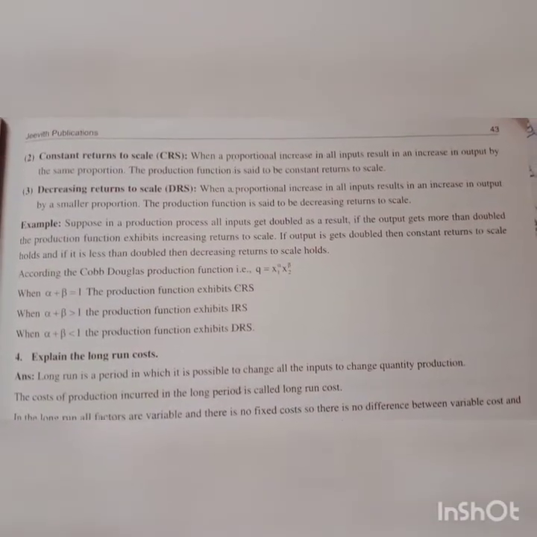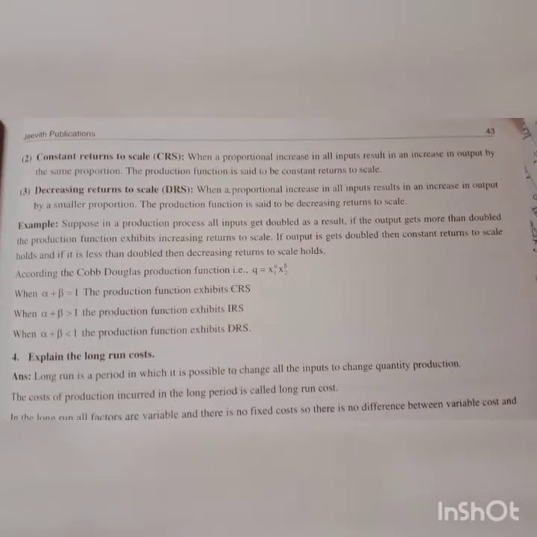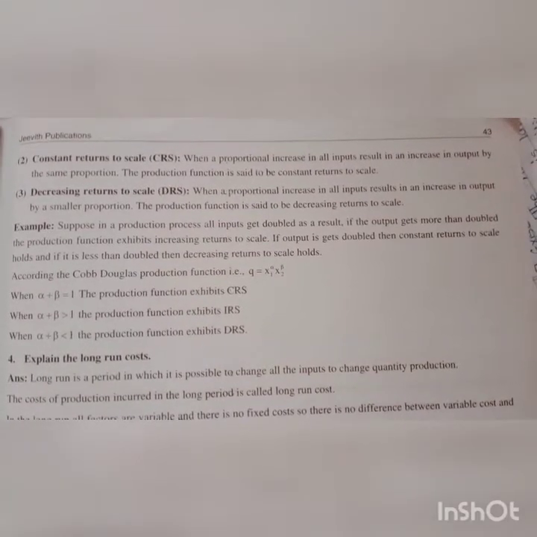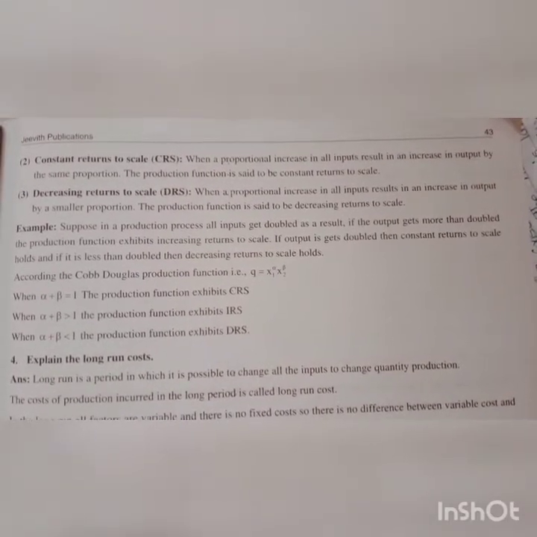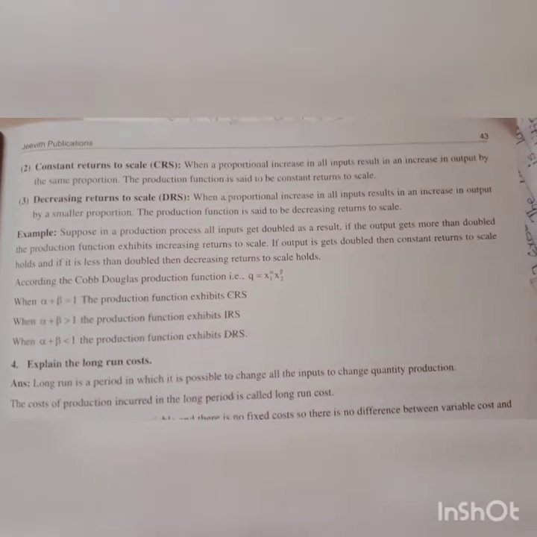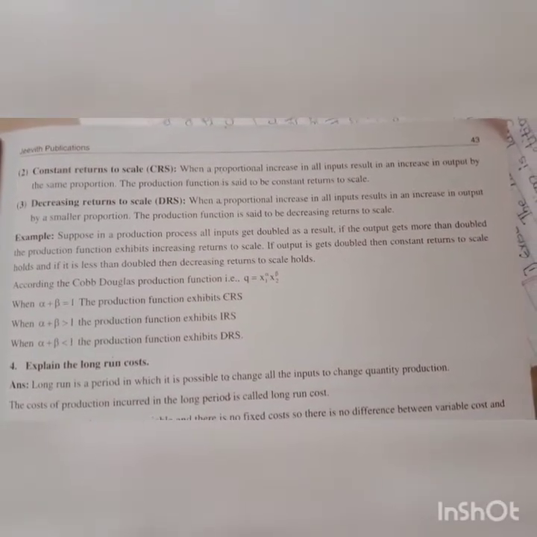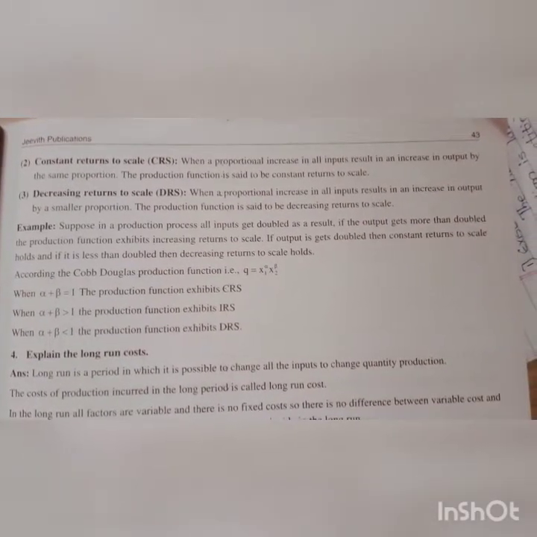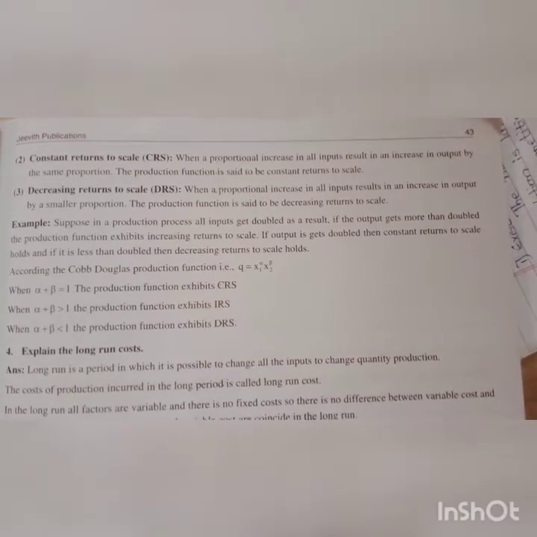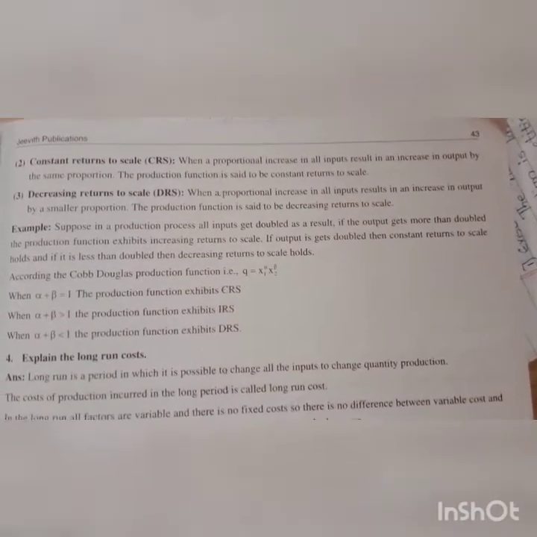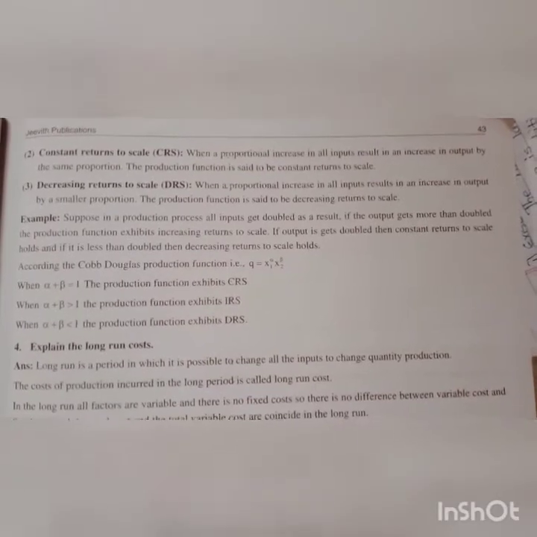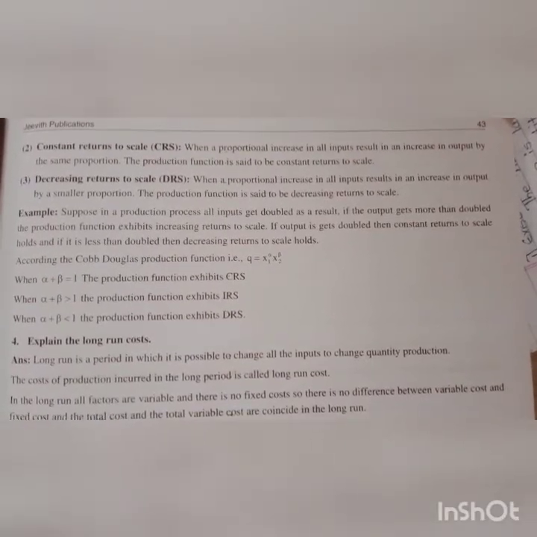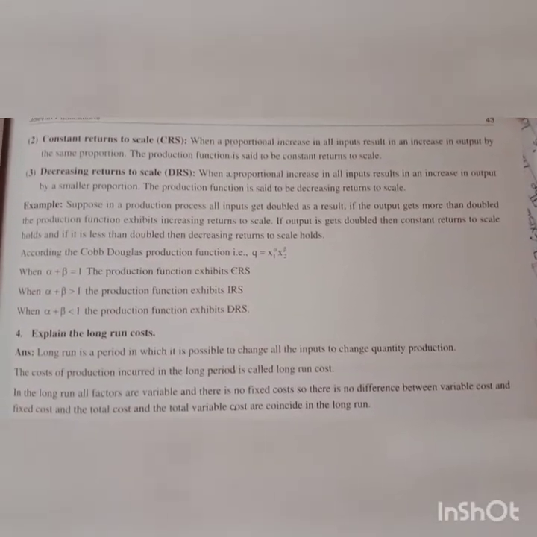The decreasing returns to scale. When a proportional increase in all inputs results in an increase in output by a smaller proportion, the production function is said to be decreasing returns to scale. So what happens here is when you put in 3 units of input and you get an output of only 1 unit, the production function is said to be on decreasing returns to scale. Now this can be understood by an example.